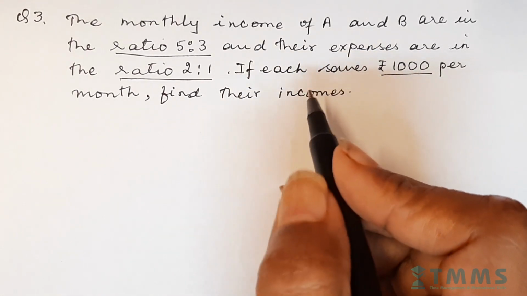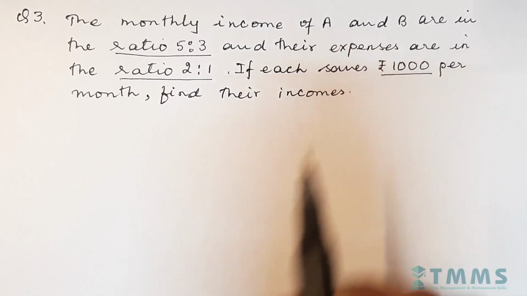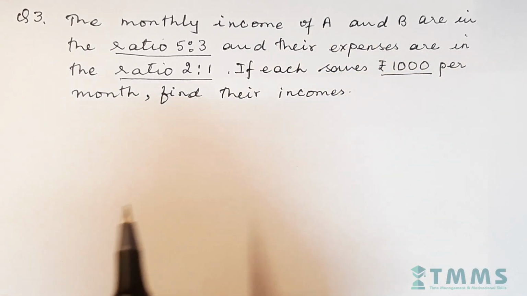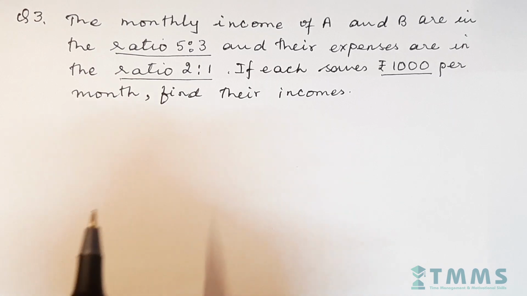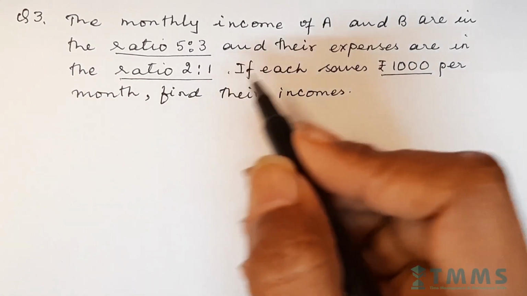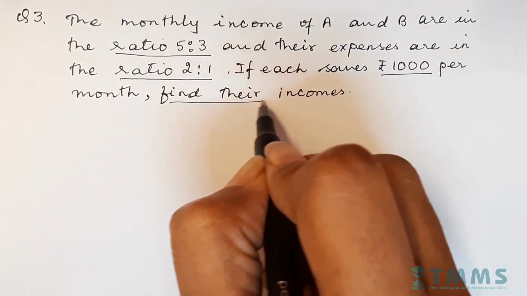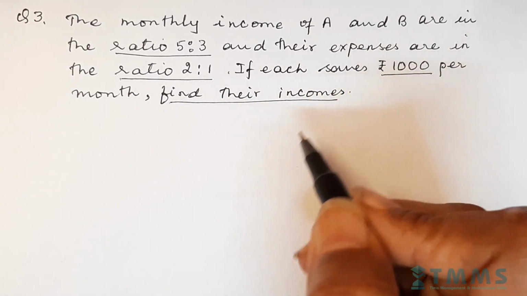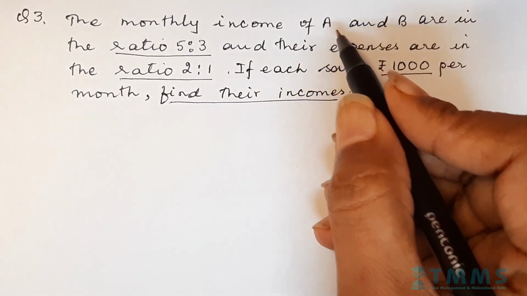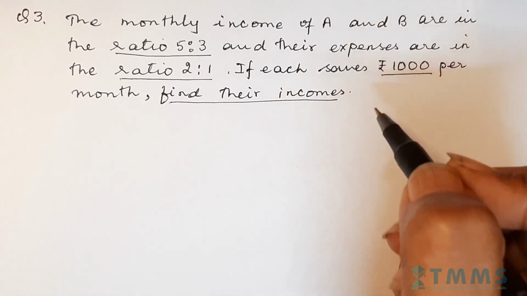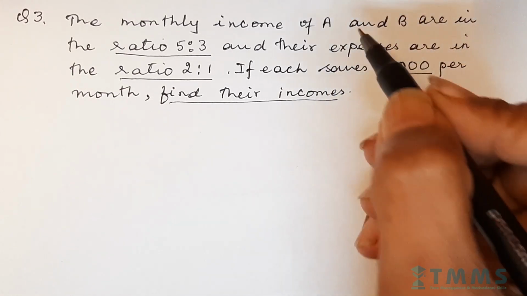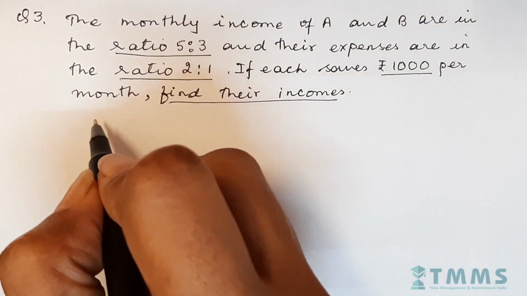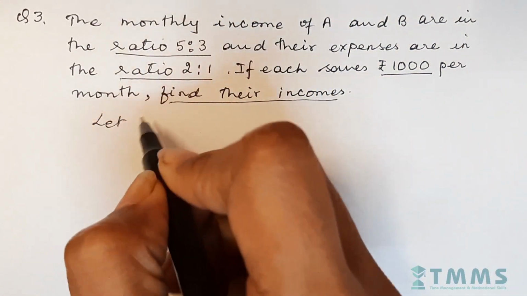Now, many children keep wondering what should we call as X and what should we call as Y. They all know that we have to use two variables. So, look at the question. What do we have to find? Find their incomes. Which means we have to find the income of A and we have to find the income of B. So, we can assume A to have income of rupees X.